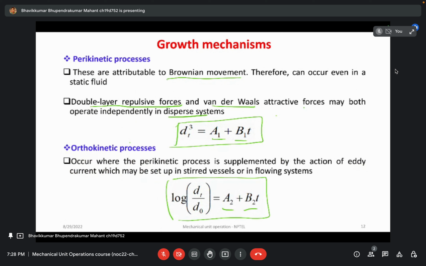If we talk about perikinetic and orthokinetic, orthokinetic has some eddy current or some turbulence, in order to stir or mix the solid particles. So this is the reason that both have different constant values, and it depends on the processes. The constant value will be provided if there is any example on the basis of growth mechanism.